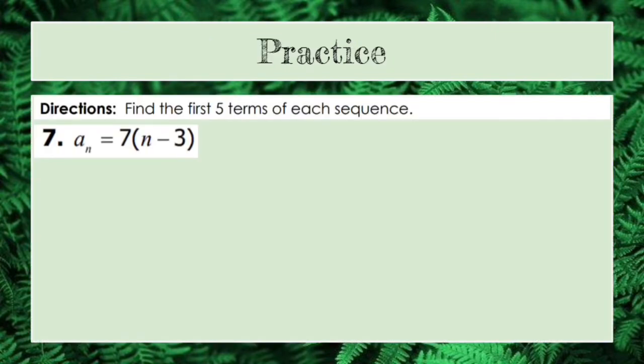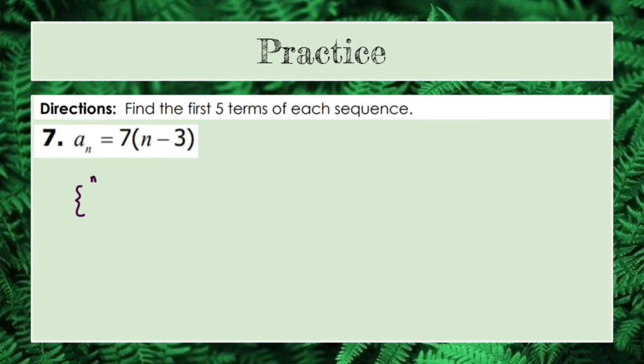So let's do number 7 together. This is, remember, an explicit formula because there's an n in it instead of an a sub n minus 1. So our n values, remember we said that if you have an infinite set, then the domain is the set of natural numbers. That means counting numbers. So the first n is always going to be 1. So let's make our list or our sequence.